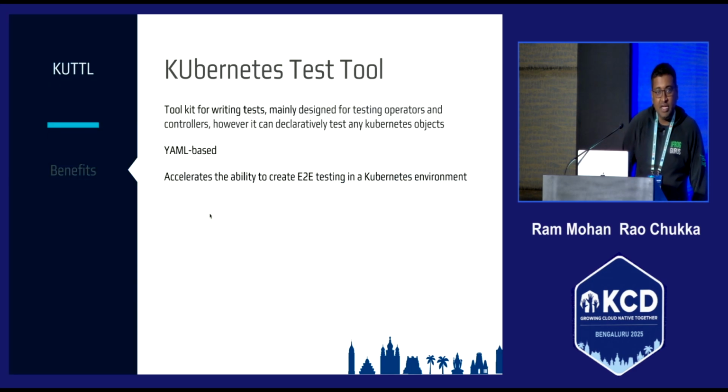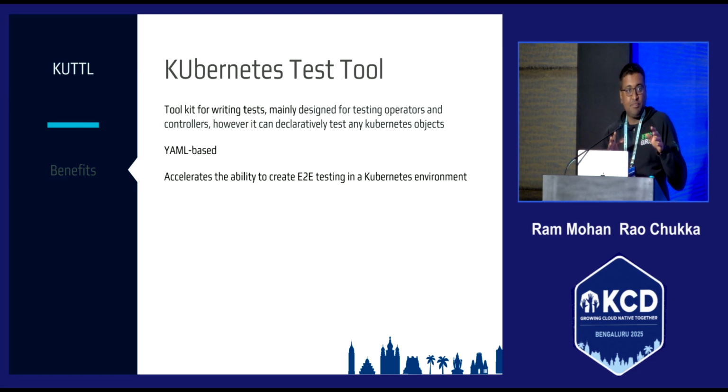So we were evaluating a couple of tools, and we found a tool called Kuttl, the Kubernetes test tool. This was part of the KUDO Builders project, a CNCF project, where they tried to test the operators using this tool called Kuttl, okay, which is quite popular. This is primarily a toolkit for writing tests for mainly operators, but it can be used for any Kubernetes objects, okay? It is YAML-based, so you don't need to learn a new language for this. And it also creates a Kubernetes environment, like namespaces and other things, so that you can run it. So the infrastructure part is also taken care of, okay?